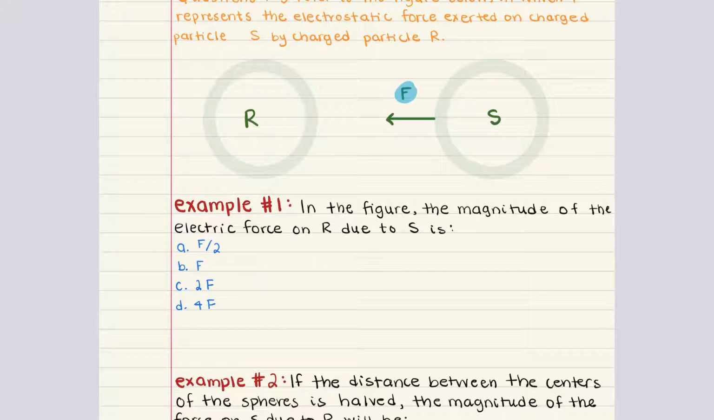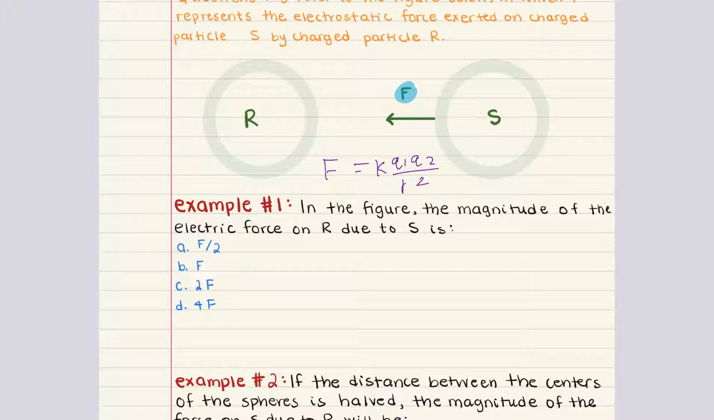And according to Coulomb's law, the electrostatic force between two charged particles is given as K Q1 Q2 over R squared, where K is Coulomb's constant, Q1 and Q2 are the magnitudes of the charges on particles R and S, and R is the distance between the two particles. Now, in this problem, the figure already indicates the magnitude of the force between R and S.